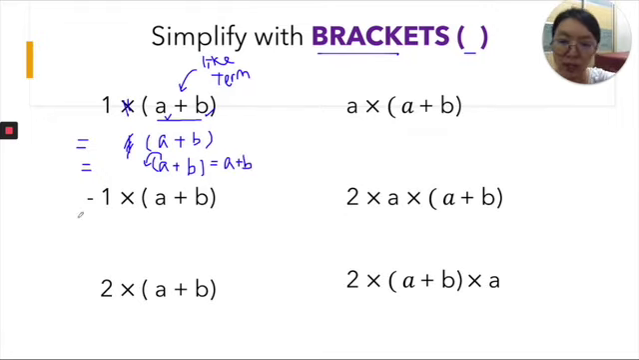Next, let's look at this. -1 times a plus b. Again the same. Look at whatever is inside the bracket first. You cannot simplify, so just put the same as before. And next, look at the outside. Oh, there's times and -1.